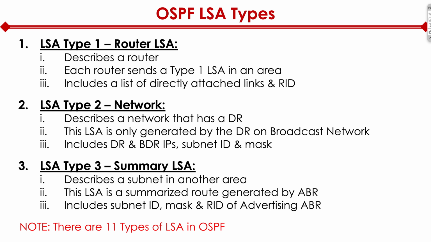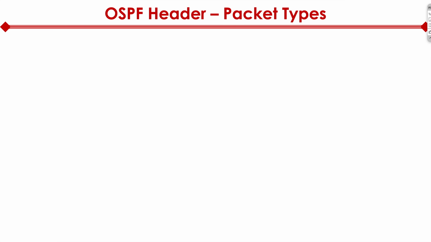When we get to CCNP, we're gonna learn about 4 additional types of LSAs, but it won't be until you get to CCIE that you'll get to learn about all 11 types of LSAs. Now let's quickly dig deeper into the OSPF header.